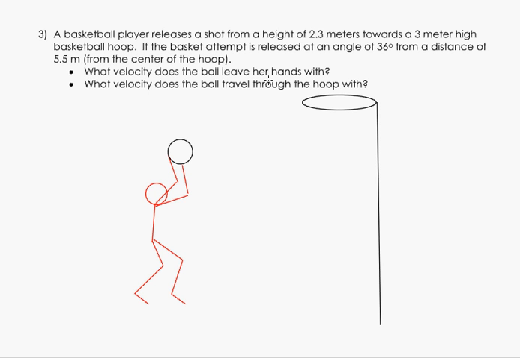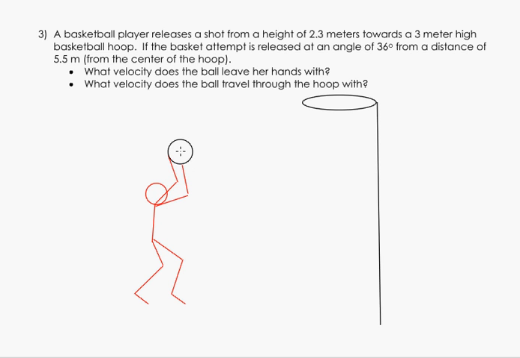Okay, so here we have a basketball player. The basketball player releases a shot from a height of 2.3 meters towards a 3-meter high basketball hoop. The basket attempt is released at an angle of 36 degrees from a distance of 5.5 meters from the center of the hoop. So here we go.